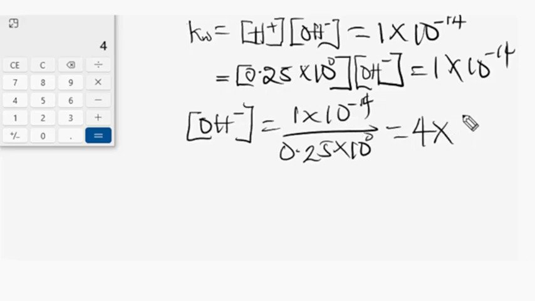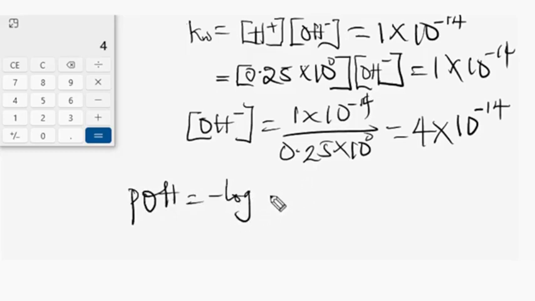So negative 14 minus 0 is simply negative 14. So guys, we'll have here 10 to the power of negative 14. So guys, the hydroxyl concentration has been obtained. Since we've obtained the hydroxyl concentration, we can now get the pOH. Remember that the pOH is the negative logarithm of the hydroxyl ion concentration.